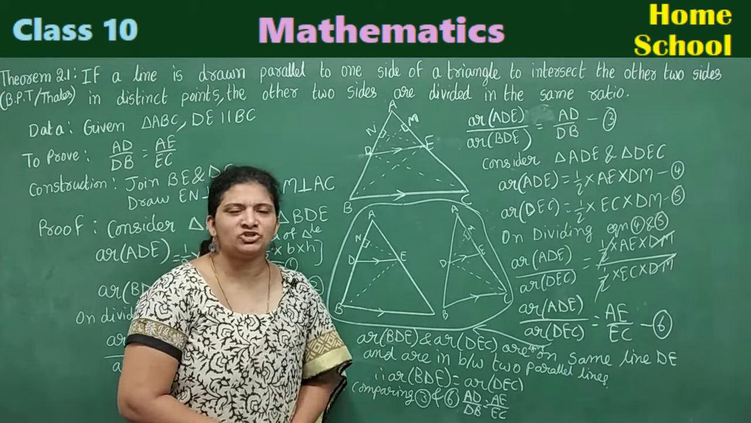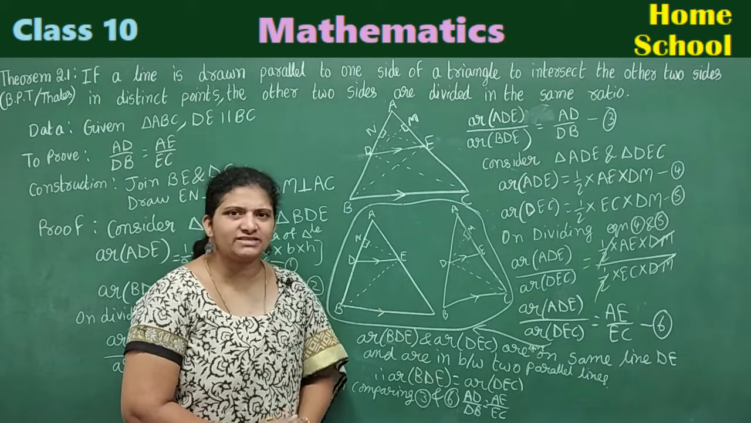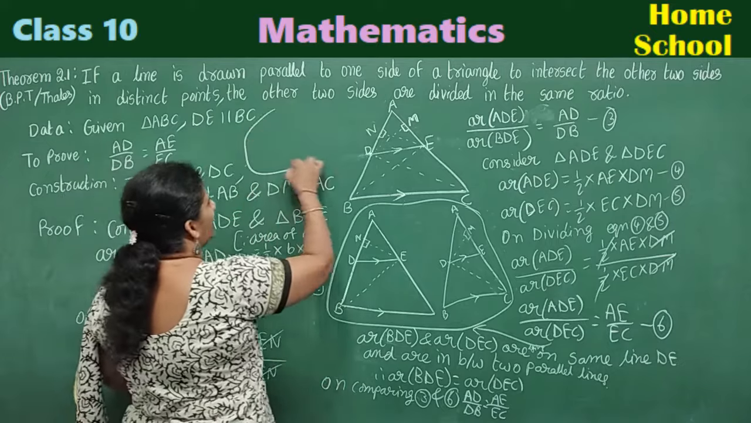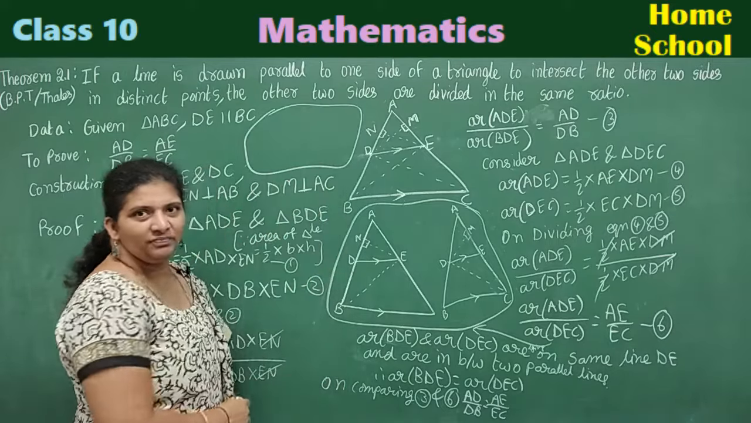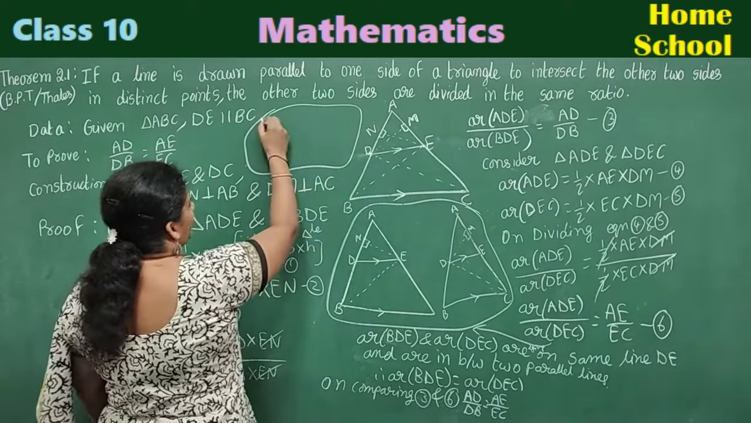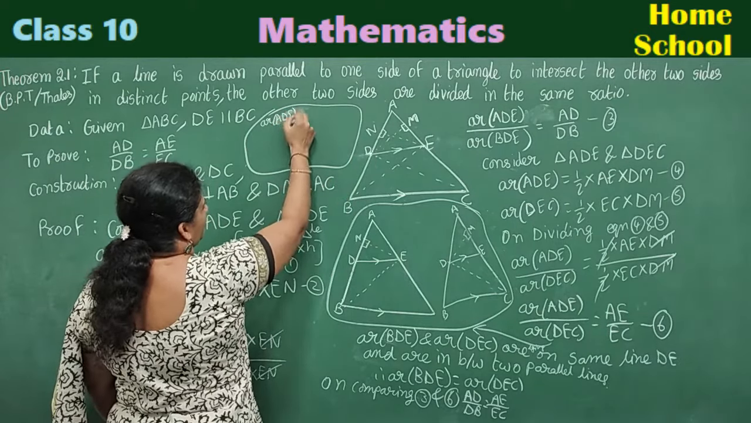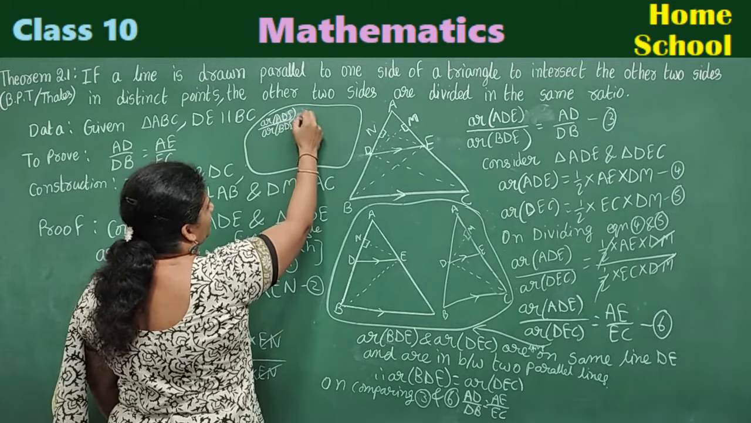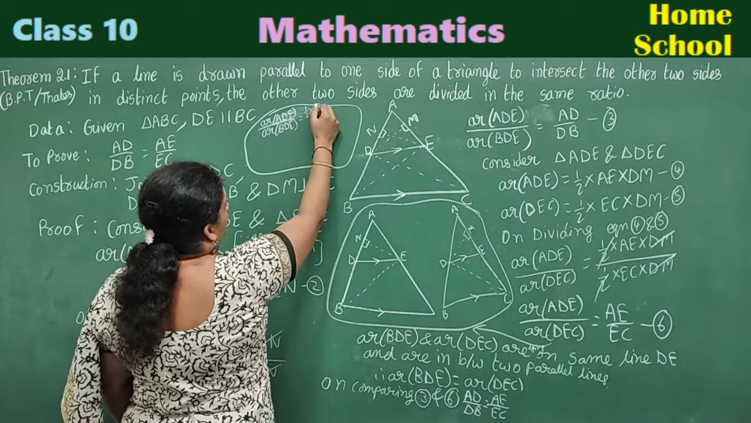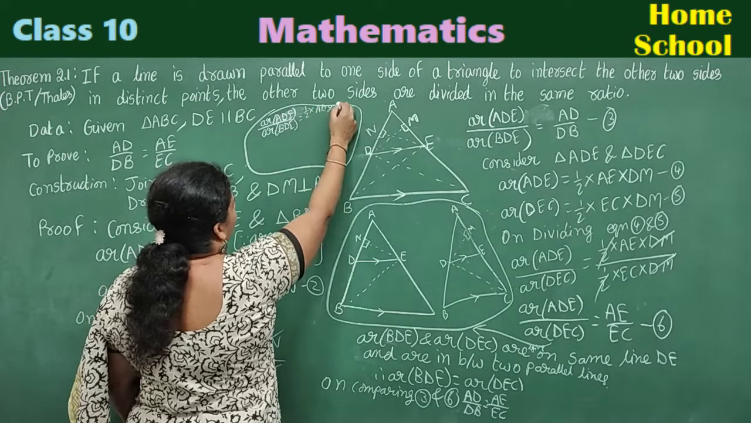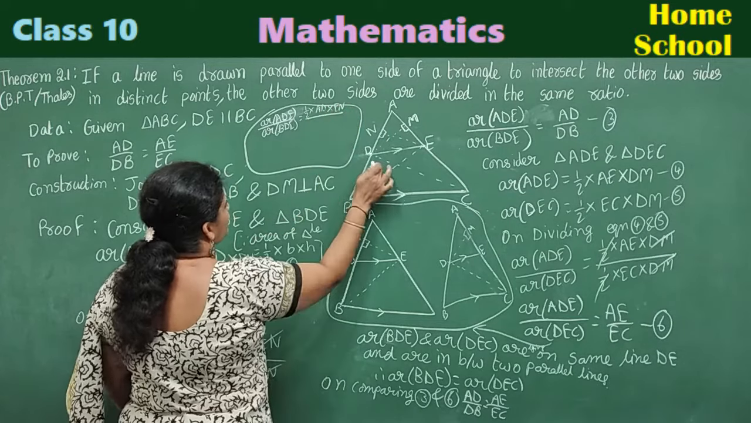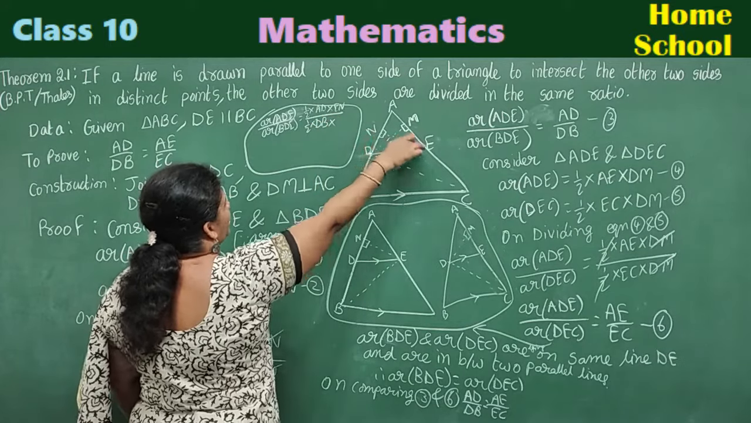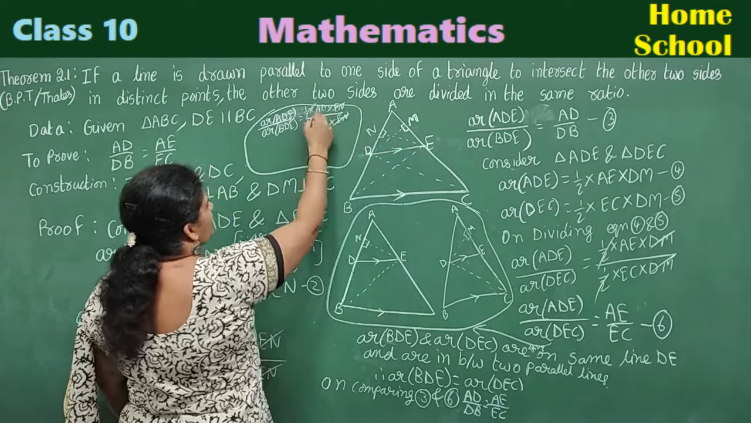So this is your basic proportionality theorem, and I would like to explain this theorem within two lines. Yes, it is very easy. Look here carefully, only the two lines which are a shortcut to remember. That is area of triangle ADE by area of triangle BDE. What will it be? Half into base AD into height EN, by half into base DB into height EN. EN cancels, half cancels.